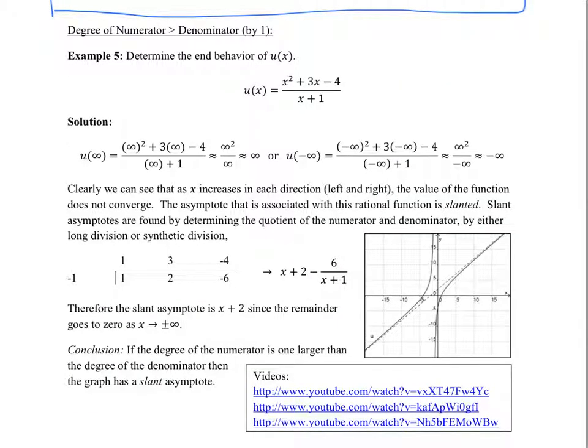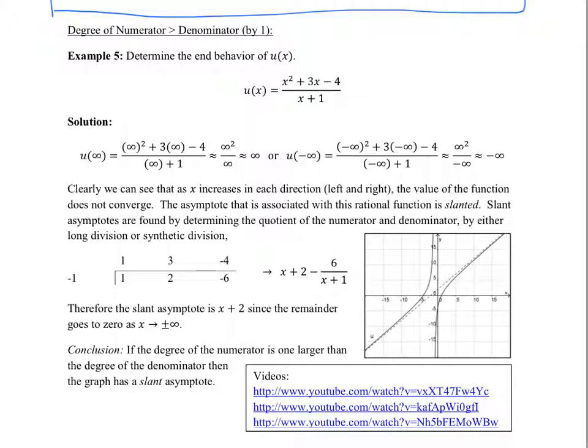Next case. If the degree of the numerator is greater than the degree of the denominator. So we did equal to, we did less than. Now we'll see, what if the degree is greater than the denominator? And specifically by 1. It could be greater by more than 1, but you get a different, interesting looking asymptote that's not really applicable in any level of math at all, really.